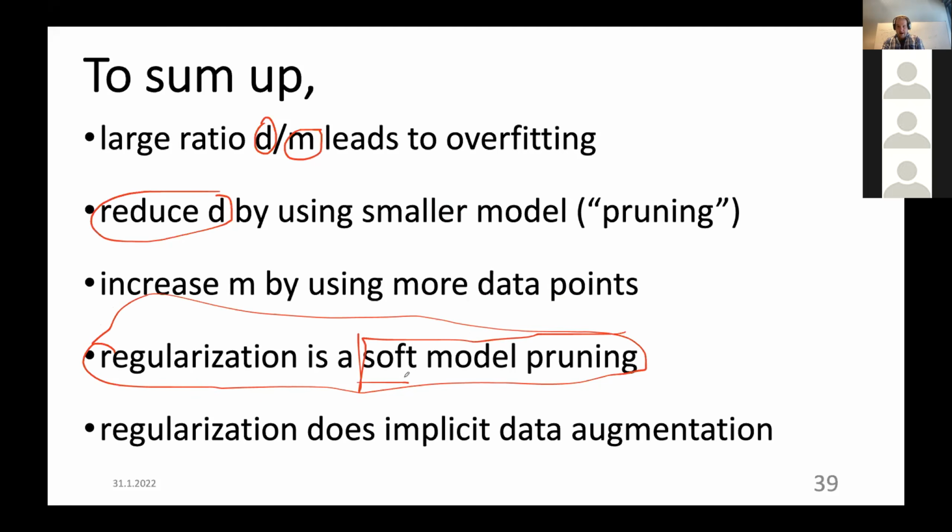Okay, but it turns out that this soft model pruning is equivalent to a form of data augmentation, using an infinite number of perturbed copies of the original data points. These perturbed copies are obtained by realizations of a small noise random variable. And the expectation over this noise random variable is exactly this additional term in the loss function, this regularization term. Okay, that's all about regularization.